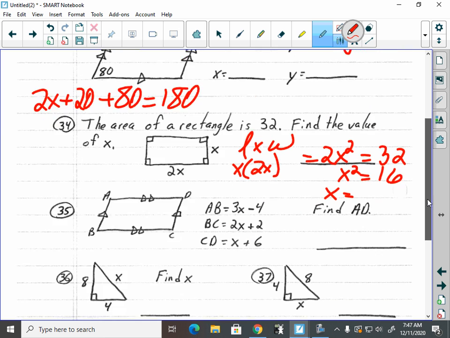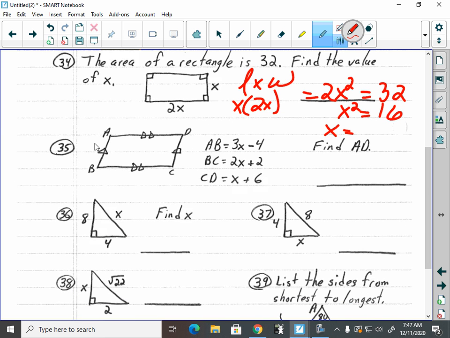Next, find the value of AD. I don't know how to do that. Okay, AB is the left, CD is the right. This one equals that one. 3x minus 4 equals x plus 6. You just set them equal to each other. So 2x equals 10, x equals 5, and you're thinking, I'm done.